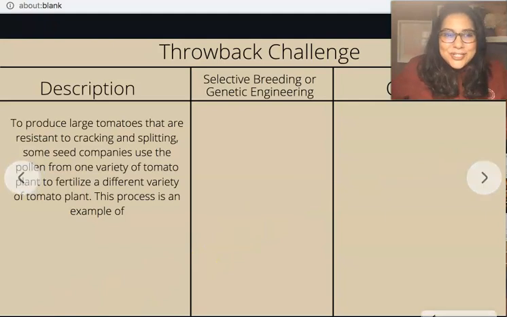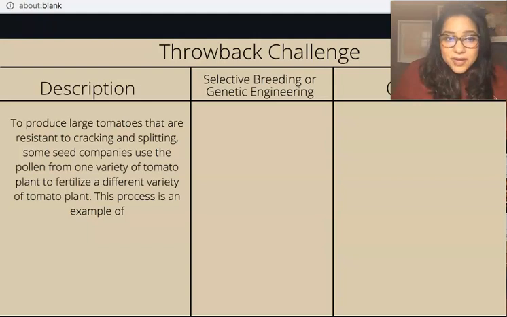All right, so to produce large tomatoes that are resistant to cracking and splitting, some seed companies use the pollen from one variety of tomato plant to fertilize a different variety of tomato plant. This process is an example of, now is the time to hit pause, reread, select your response, and note your clues. And when you're done, press play for a review of the answer.